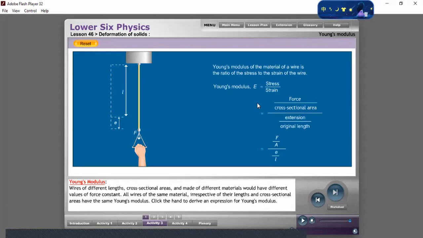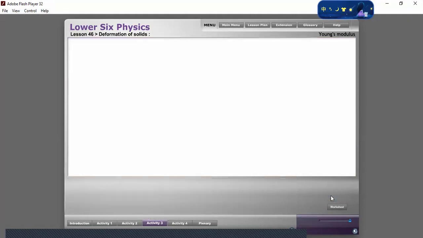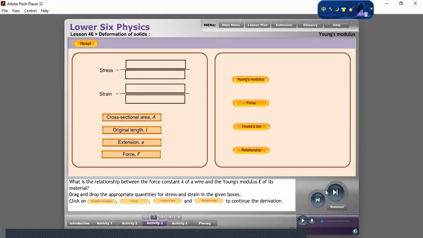From here, Young's modulus is equal to the stress over strain. We find that stress is equal to force over the cross-sectional area, and the strain is equal to extension over the original length. What is the relationship between the force constant K of a wire and the Young's modulus E of its material? Drag and drop the appropriate quantities for stress and strain in the given boxes. Click on Young's modulus, force, Hooke's law, and relationship to continue the derivation.